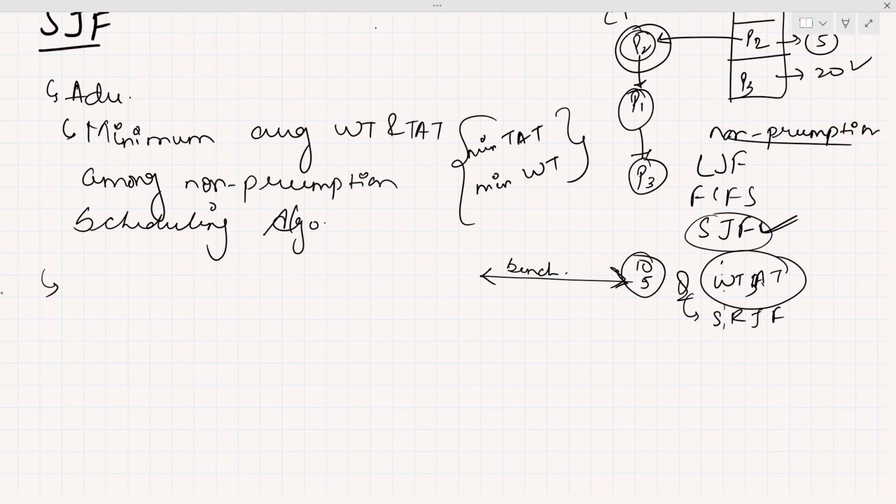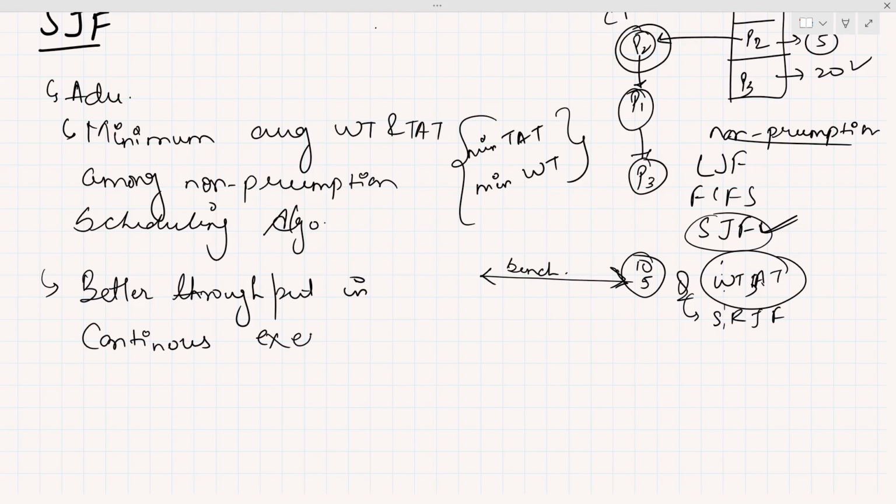Now after that, what is another advantage? It gives us better throughput in continuous execution.